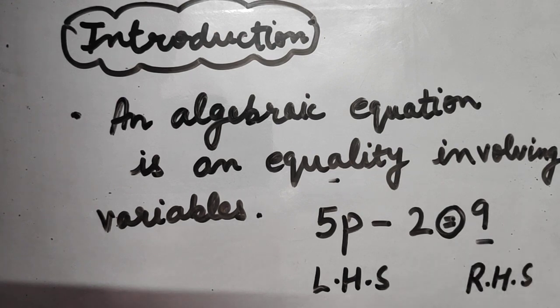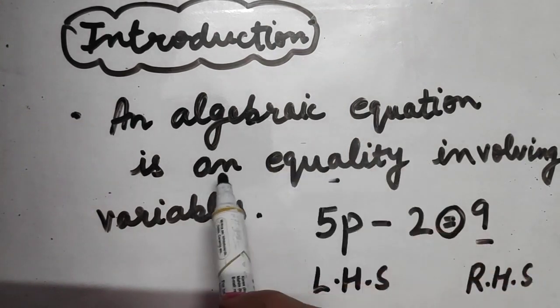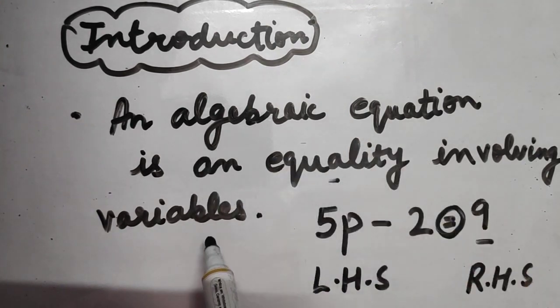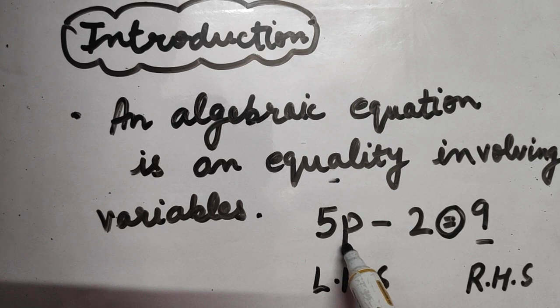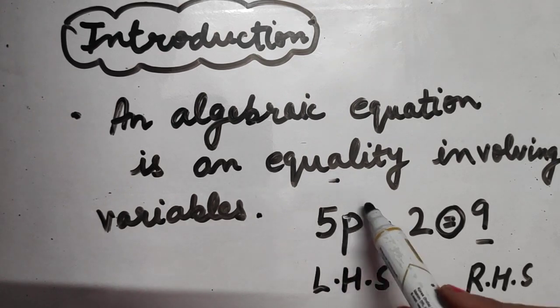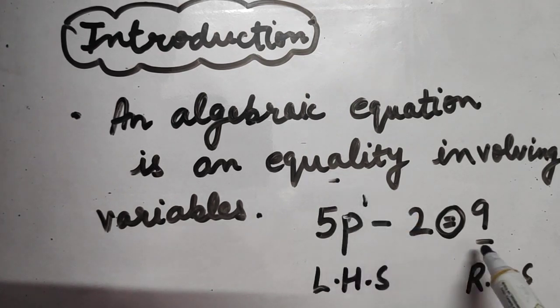This I think everyone knows. So an algebraic equation is an equality involving variables, and it is a linear equation in one variable. Equality sign is there, only one symbol is unknown to us, and the power of the variable p is 1. So this is an example of a linear equation in one variable.